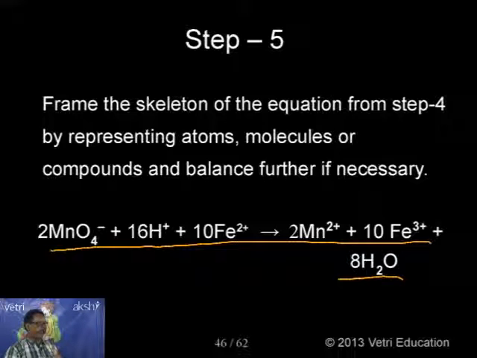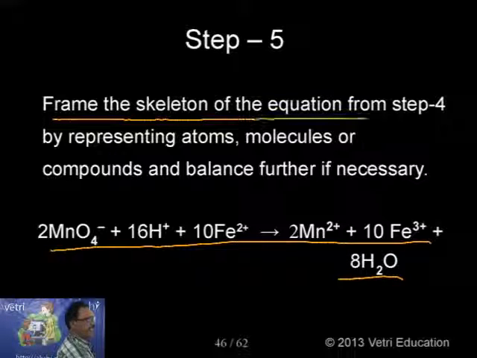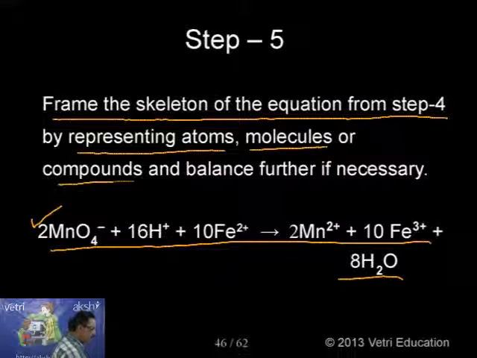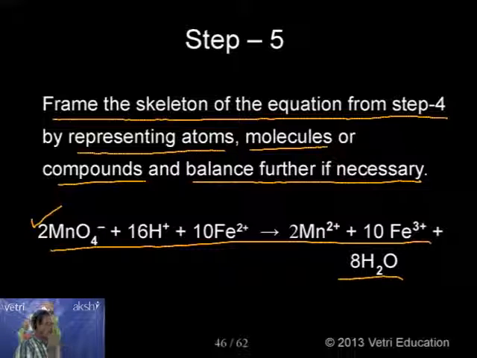Okay, what does step 5 say? According to step 5, frame the skeleton of the equation from step 4. This is the equation I have taken from step 4. So frame the skeleton from this ionic equation. What way? By representing atoms, molecules or compounds, and balance further if necessary. Even after representing atoms, molecules or compounds, sometimes it will automatically be balanced. Sometimes if it is not balanced, then balance further if necessary.